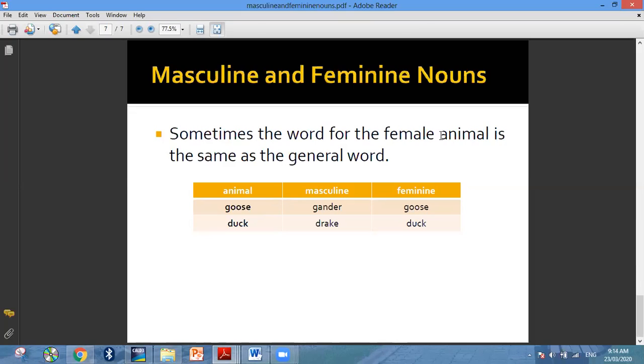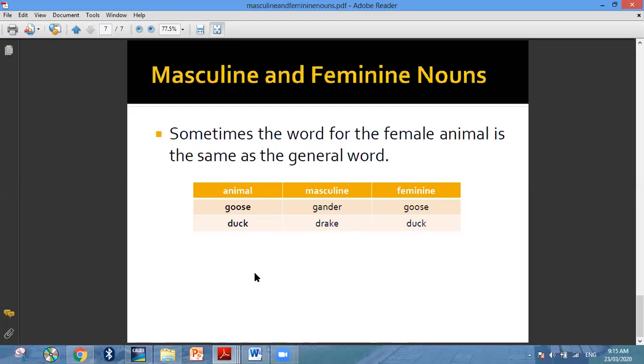Sometimes the word for the female animal is the same as the general word. Again, this is the general word of the animal, goose, but it's the same as the female, not the male. And the male is gander. Duck, this is the female duck. But what is the male of duck? Drake. Okay? Is it clear now?